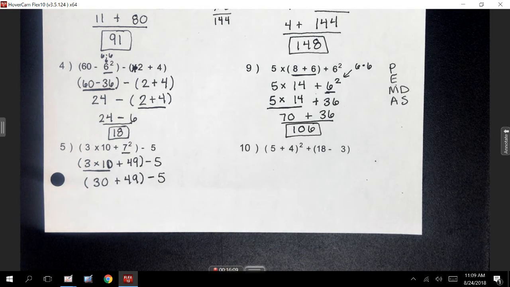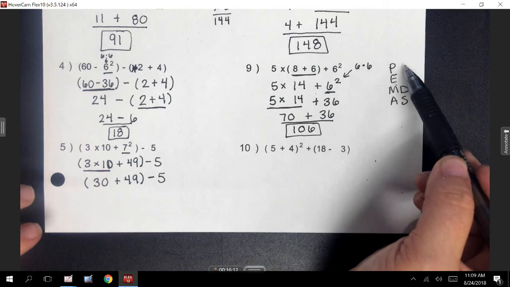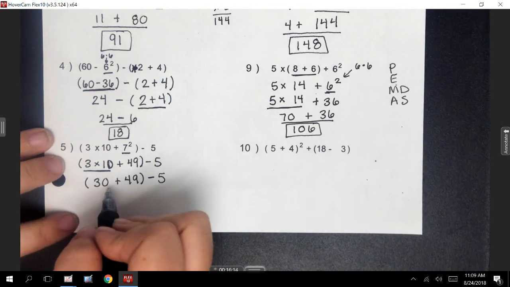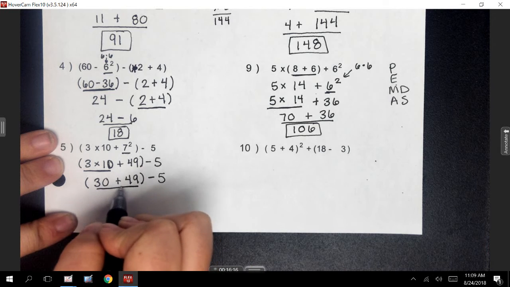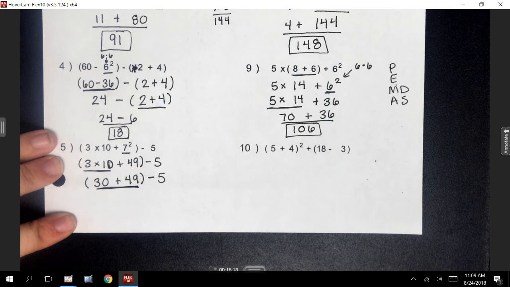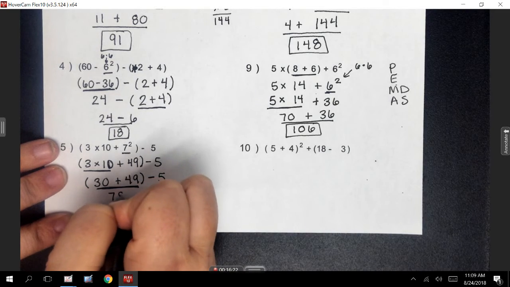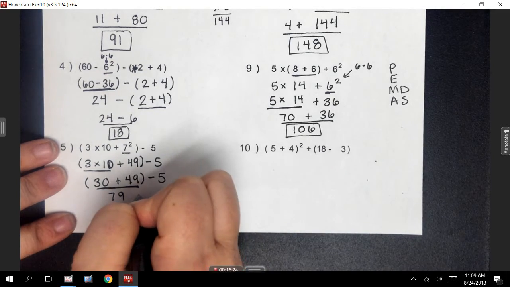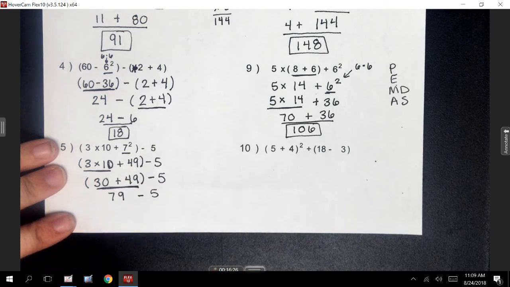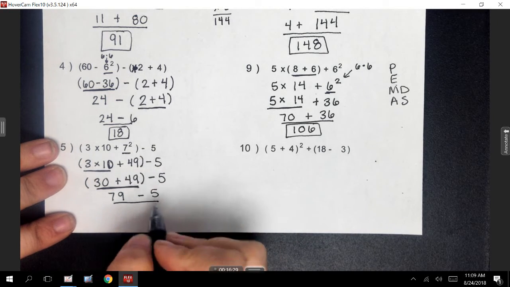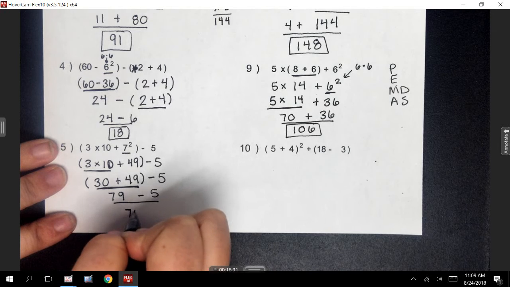Right. Next step, I still have parentheses, so I'm still on the P. All right. Inside the parentheses, it says 30 plus 49. It's the only thing this time. So when I bring that down, I can just write 79 without the parentheses symbols minus 5. We're down to just one operation. 79 minus 5 gives me 74.